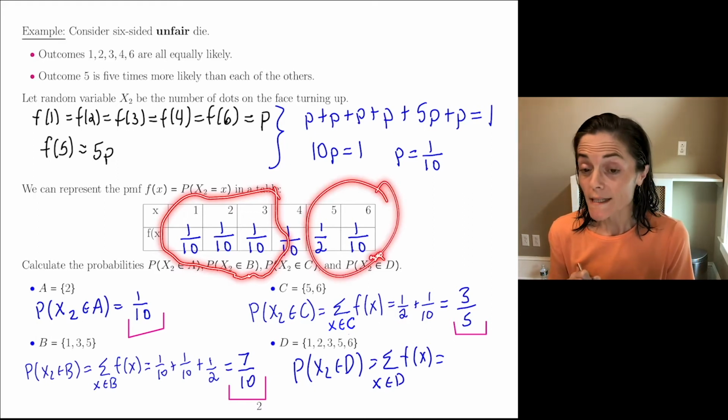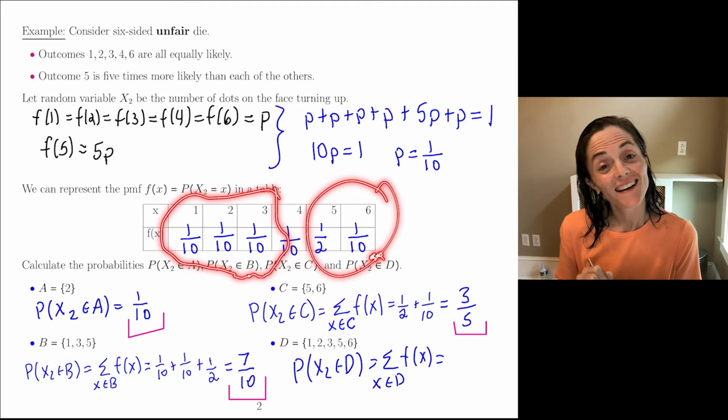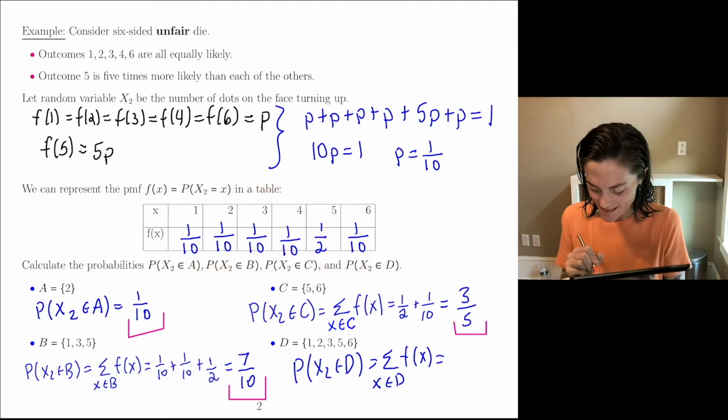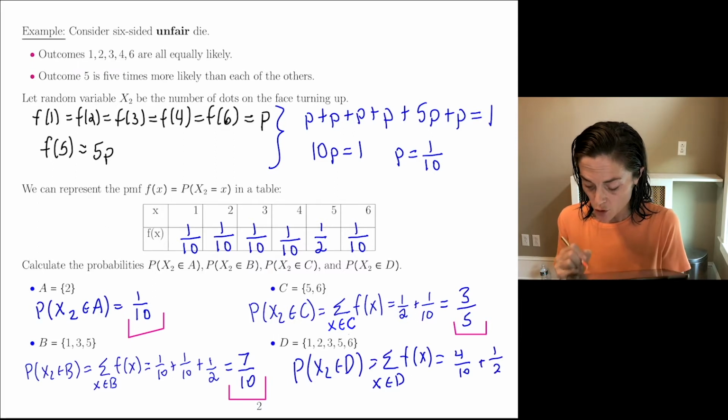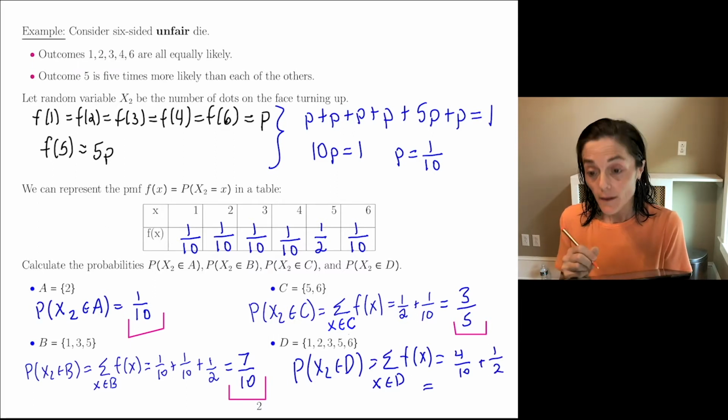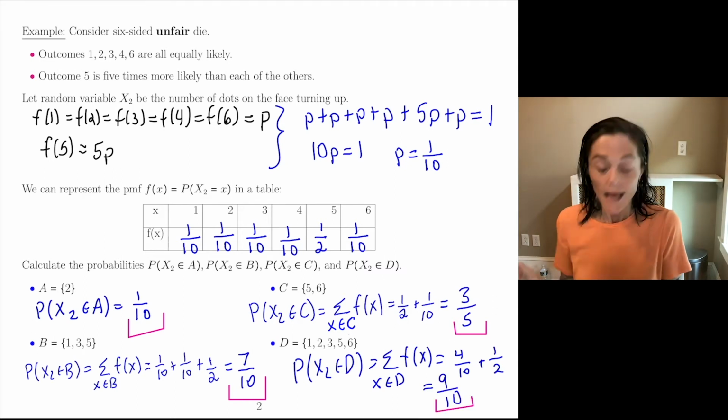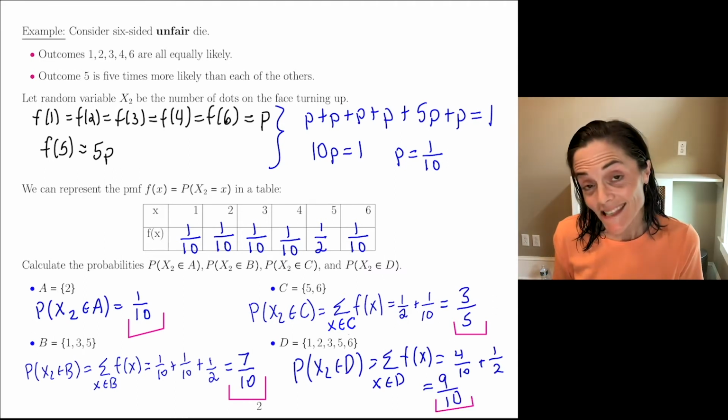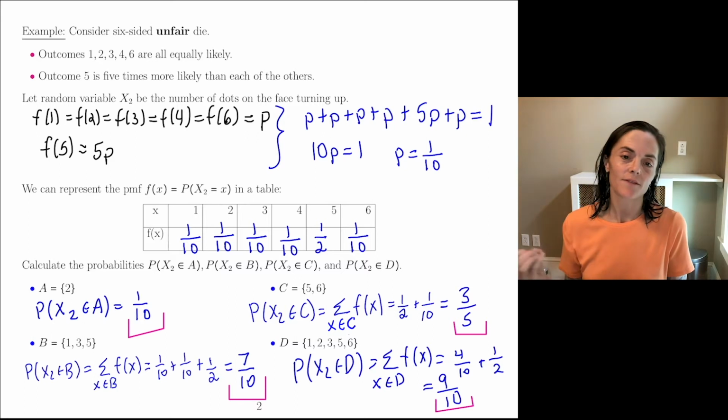Well, there's 4/10 plus 1/2. Maybe I can write that part. 4 over 10 plus 1 over 2. We get 9 over 10. Now, if you go back, you'll notice these are not the same as the probabilities when you have a fair die.